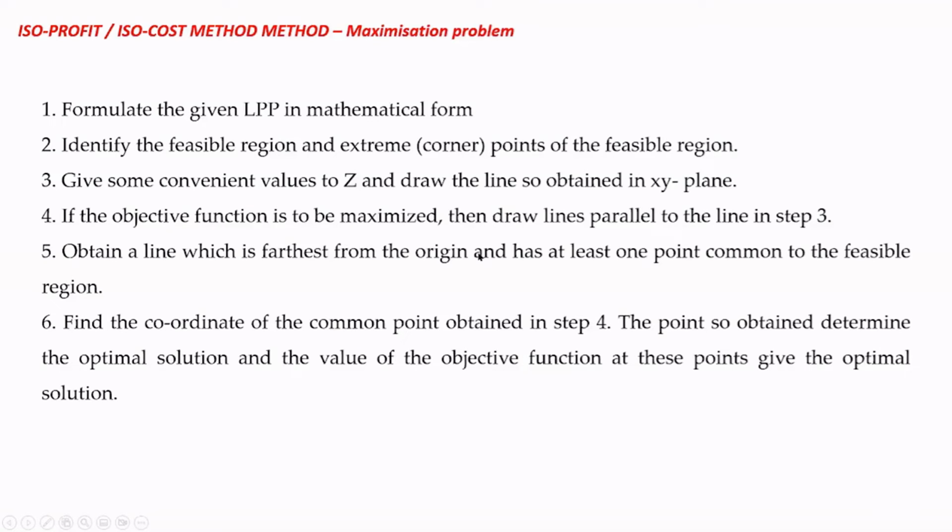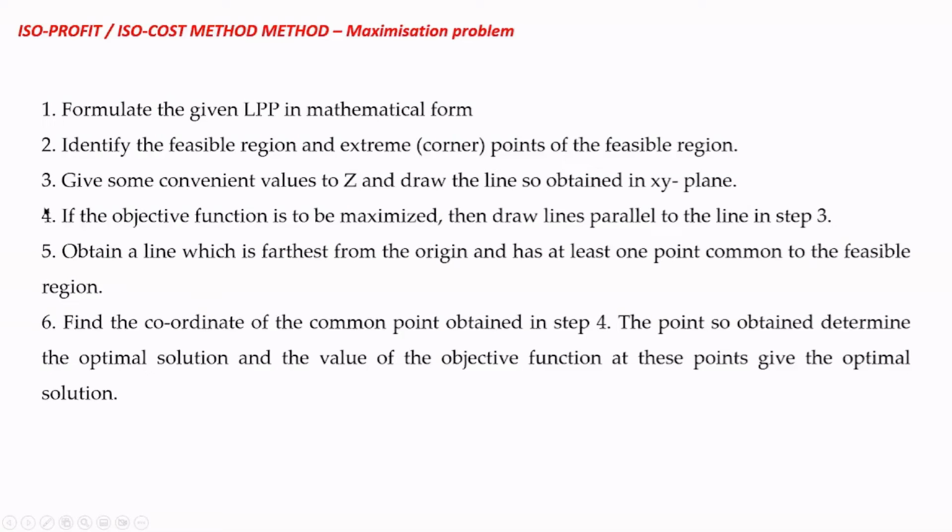What all have we done? All these are given as steps here. Now it will be easy to understand the steps. The first step is to formulate the given LPP in mathematical form. The question which we just now saw was already formulated. The next step is to identify the feasible region and the extreme or corner points of the feasible region. This is the same as what we usually do in the corner point method.